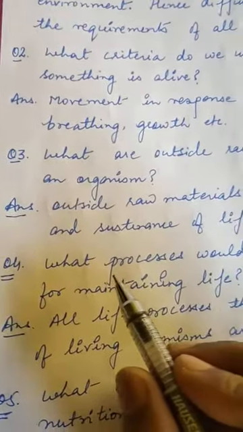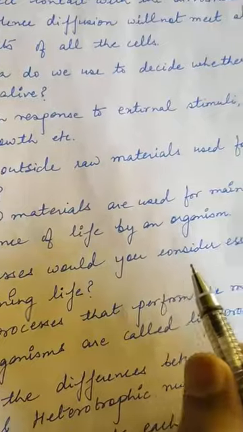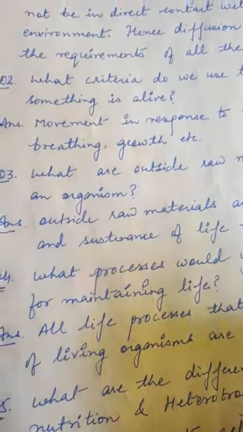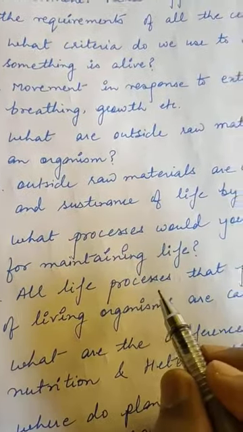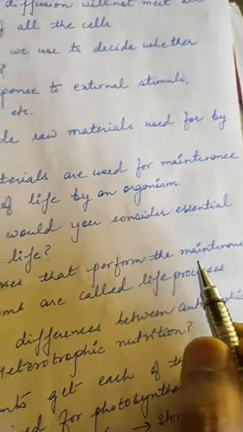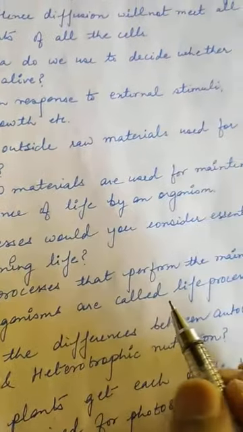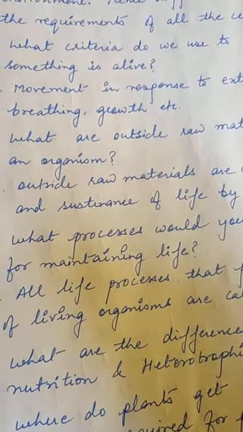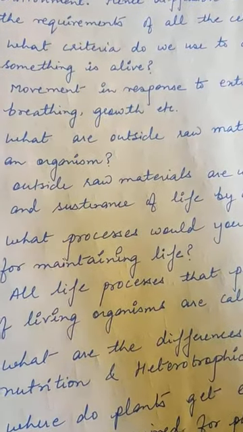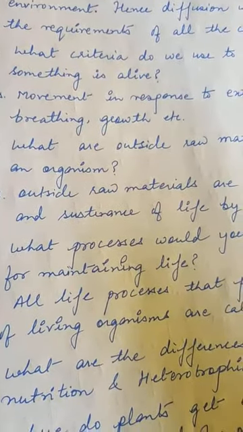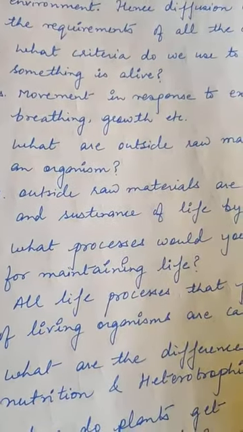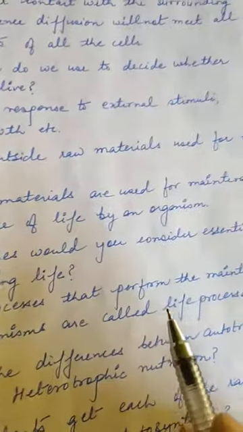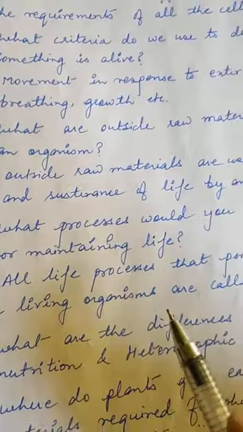Now the next question is, what processes would you consider essential for maintaining life? So what are the processes? All the processes that perform the maintenance of living organisms are called life processes. Like we are doing breathing, right? Like we are doing so many activities, right? That is essential. So many systems are present in our body, and they are doing different functions, so that all these life processes perform the maintenance of living organisms. Clear?